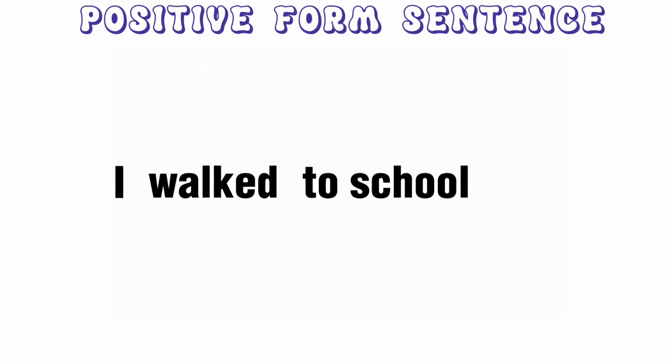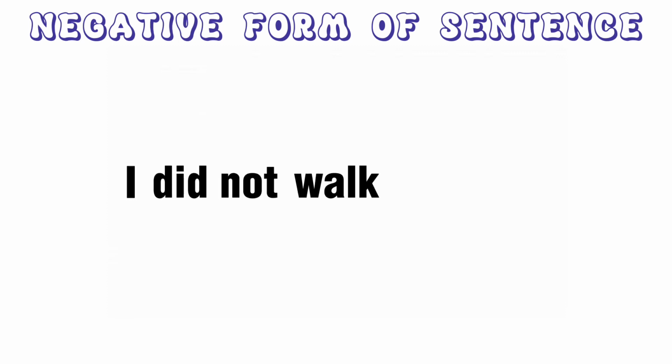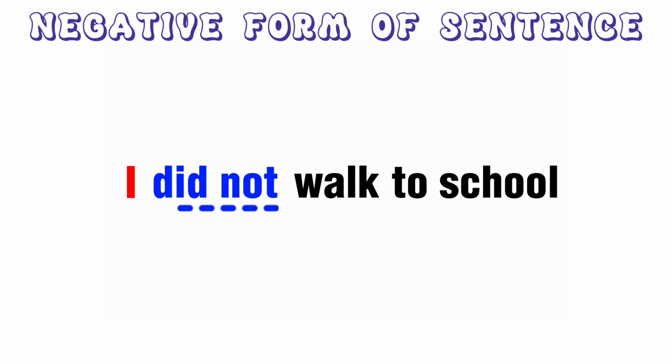This is an example of a positive form sentence. I walked to school. There is a subject, a simple past tense verb, and an object. For the negative form type of sentence, an example is I did not walk to school. There is a subject, did not or didn't, verb, and object. For this type of form, you don't have to change the verb to past form.